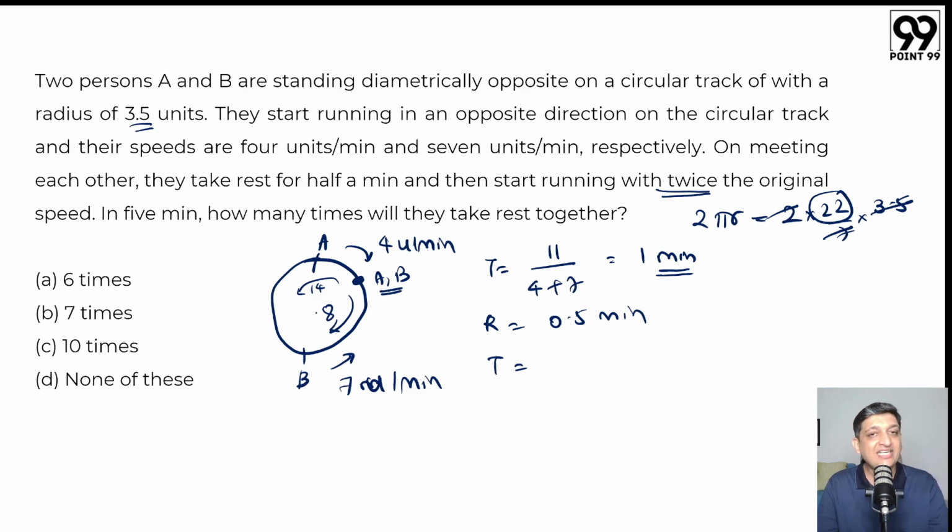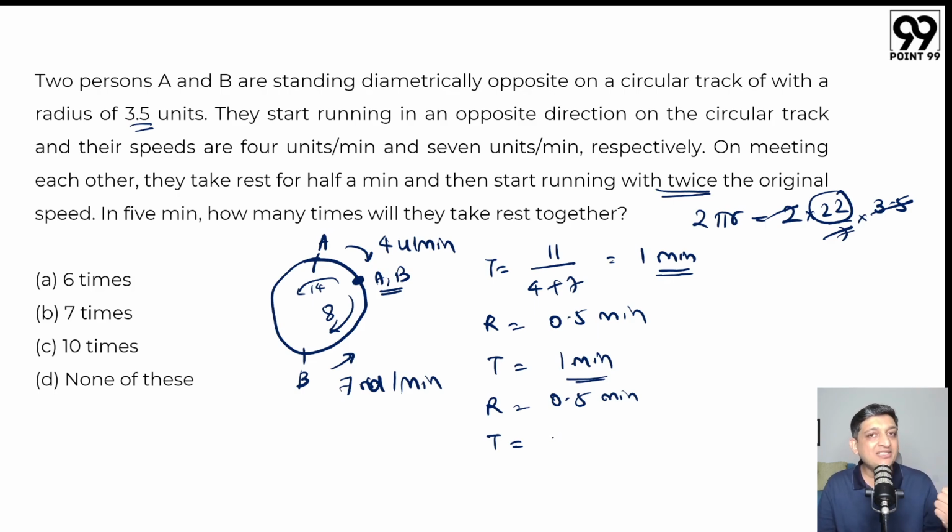So 14 and 8 is 22, and cumulatively they will have to cover 22 units so as to be able to meet. So we will know that the travel time in the second case again is going to be 1 minute. We will know that 22 units have to be covered in 1 minute. Then we have a resting phase of half a minute. So that is also fine. Then we again have a phase wherein they will be traveling. But now, instead of taking 1 minute, they will take half a minute.